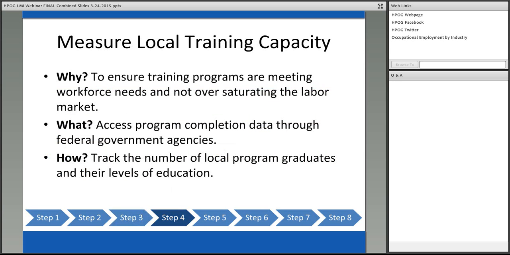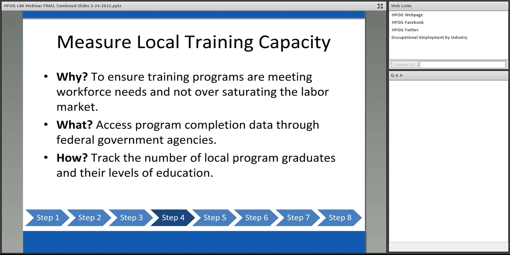So that kind of covers the demand side of looking at employment, but it's also very important to look at the supply side. One of the ways we can do this is by looking at measures of local training capacity, how many new workers are coming into the labor force. And this is important, especially for training programs, to avoid oversaturating their labor market with new workers where there is not necessarily enough employer demand to hire them.